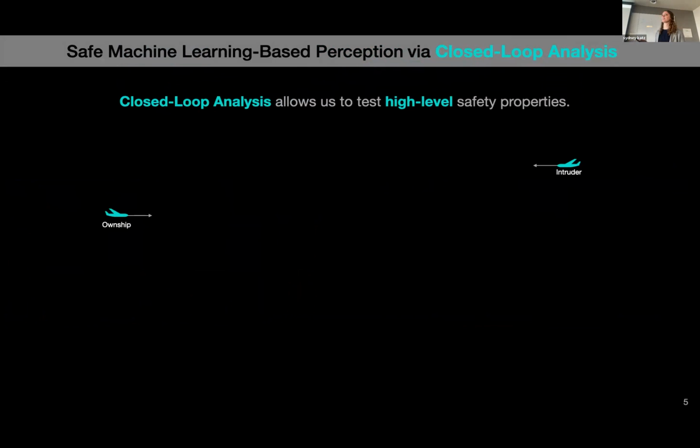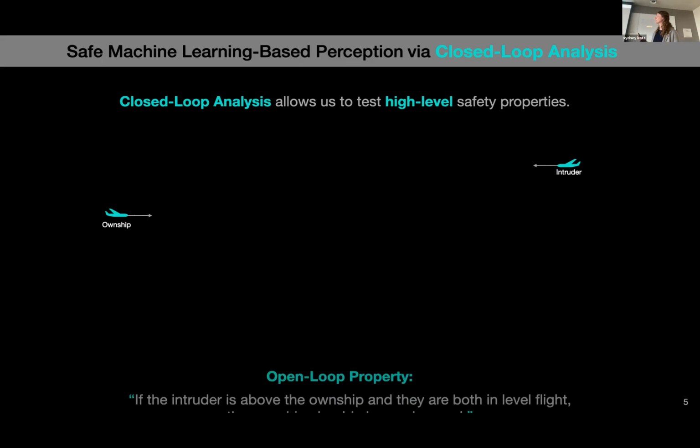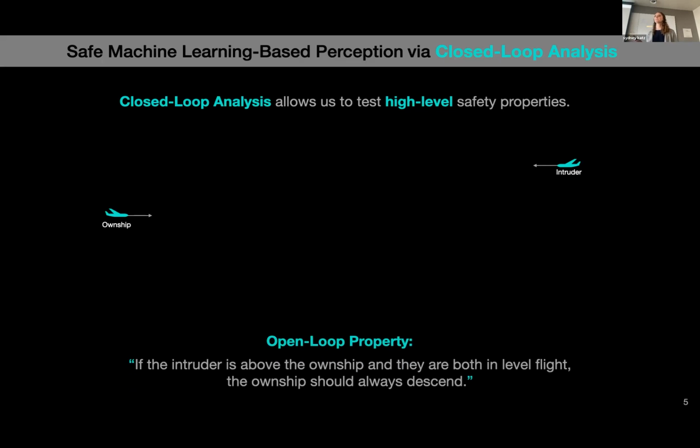So I'll illustrate this with an aircraft collision avoidance example, where we assume that we have an own-ship aircraft, which is our aircraft, and then we're trying to avoid an intruder aircraft in the airspace. And for now, we're going to assume that the own-ship and intruder are both in level flight, and the intruder is above the own-ship. So an open-loop property that we might specify in a scenario like this could be something like, if the intruder is above the own-ship and they're both in level flight, the own-ship should always descend. For this particular scenario, this was actually pretty intuitive for us to specify. And we can also easily check this property by just seeing what the collision avoidance system recommends in this scenario.